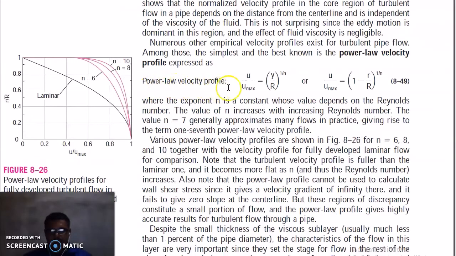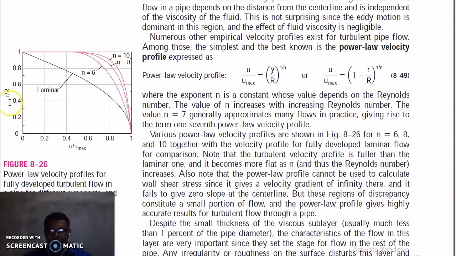Another law is the power law velocity profile, that is this, where n is a constant whose value depends on the Reynolds number, with n values such as 6, 8 and 10. n is generally 7 for many flows. You can see the comparison of the laminar profile and this power law in this graph, where on this side you have the ratio of r to R, which indicates at which location in the pipe you are, and this is u upon u maximum, the ratio of the velocity at a particular location to the maximum velocity of the fluid at the center.